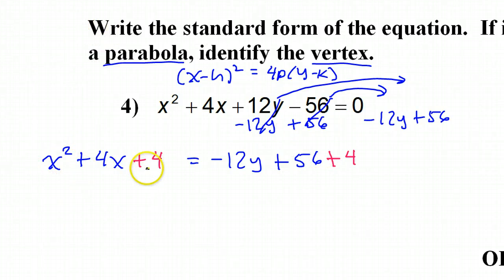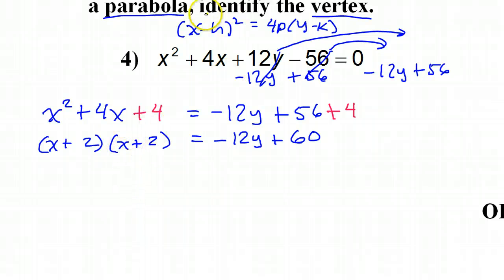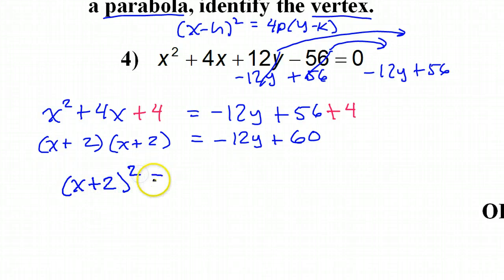Alright, when you complete the square, you will always be able to factor it as the same thing twice. Okay, the sign comes from the middle term here, so this will be plus, and then 4 is 2 times 2. Meanwhile, over here I've got negative 12y plus 60. Okay, this I can make it look like this because there's 2 of them. I can write x plus 2 squared.